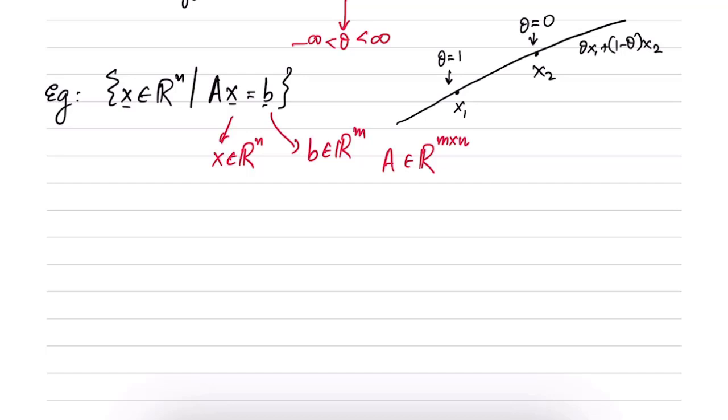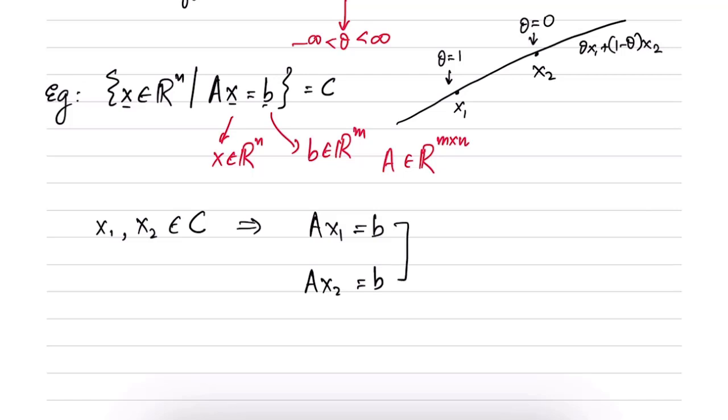So to answer this question, let us assume that there are two points x1, x2 that belong to this C. So let this be C. So this means what? This means that A times x1 should be equal to b because x1 belongs to C. And likewise, A times x2 is equal to b because x2 also belongs to C. So combining these two, what do we obtain? Let's say that y is the point that lies somewhere on the line between x1 and x2. So y will be of the form theta x1 plus 1 minus theta x2. So what can we say about y?